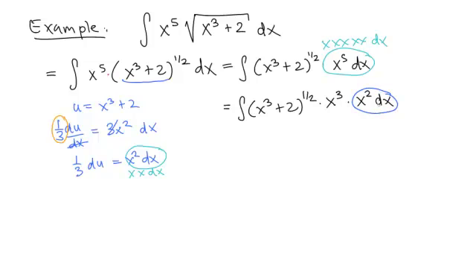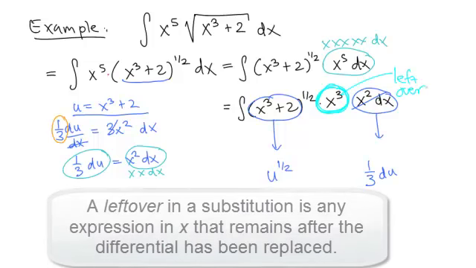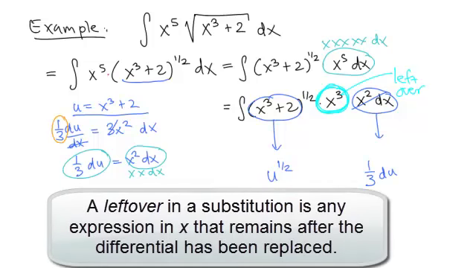So I can replace the x squared dx with, well, what does our differential say? 1/3 du. And so this can now be replaced with 1/3 du. Now, we built the substitution to handle the x cubed plus 2. So this x cubed plus 2 can now be written as u to the 1/2 power. But something different has happened this time around. We have this extra x cubed, what's known in the language of these problems as a leftover. We have an expression in x that the substitution wasn't built to handle.